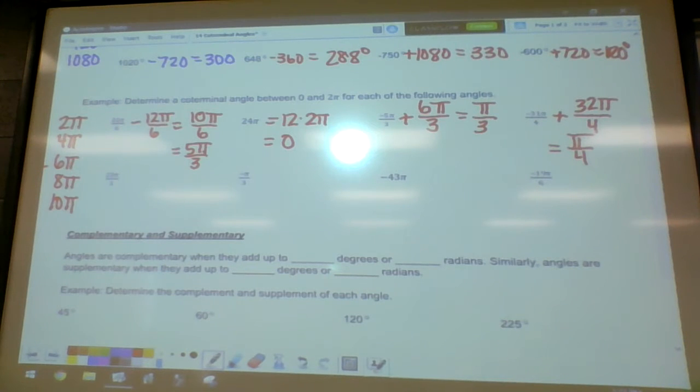All right, I'm going to let you finish that entire bottom row. Give it a shot. Let's see what you come up with, and see if you can get those coterminal angles.